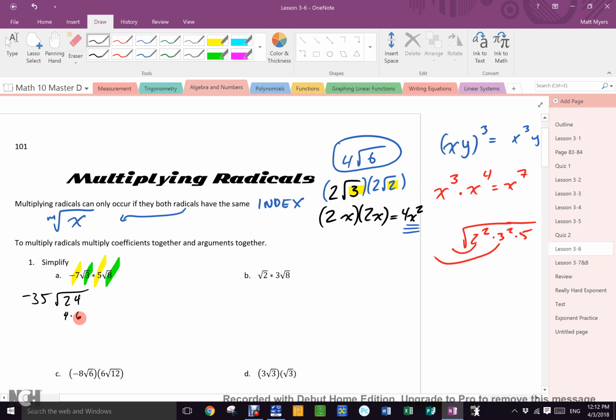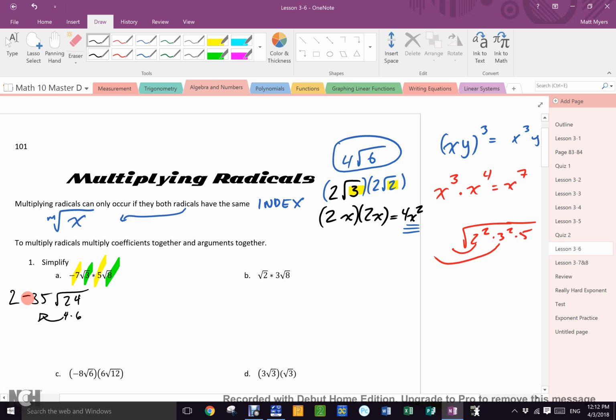Why? Because 4 times 6 is 24, and 4 has what? It's got a square root, right? So what comes out of there? 2. What was already out there? Negative 35. What do those both become?